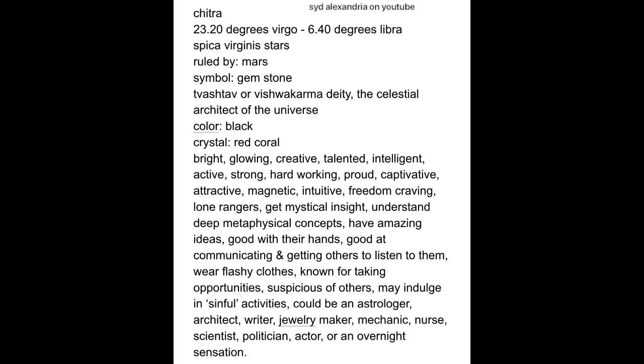Chitra is from 23 degrees 20 minutes of Virgo to 6 degrees 40 minutes of Libra. Its star is Spica, the spike of Virgo, and its symbol is the gemstone. If you want to read more, you can. I'm going to say that Chitra is very bright, okay? It's glowing. They're creative, talented, intelligent, active, strong, hardworking, very proud, very captivating and attractive. They're magnetic, they're intuitive, they are freedom-craving lone rangers.